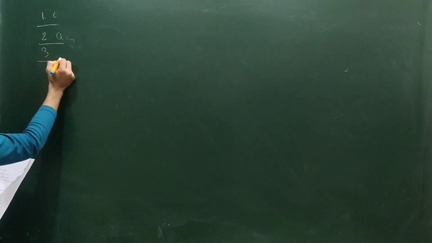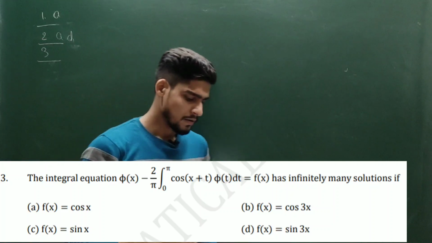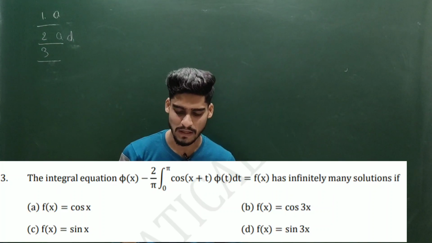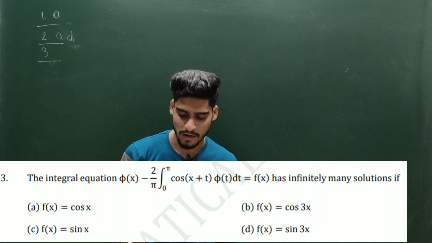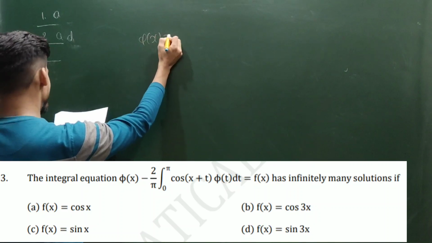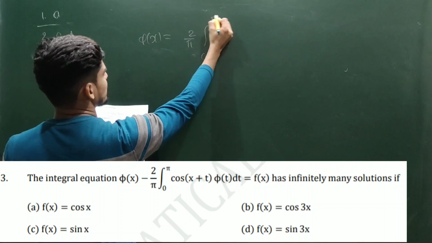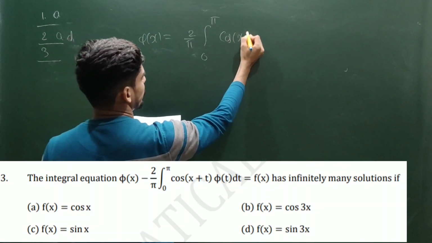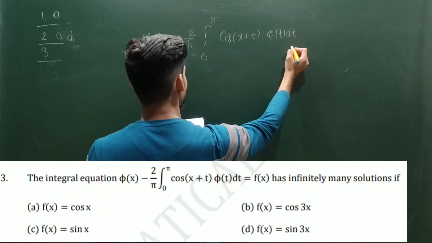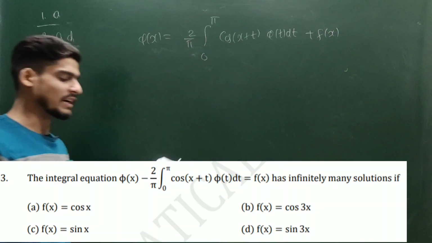Question number 3. The integral equation phi x minus 2 by pi integral 0 to pi cos x plus t phi t dt is equal to fx has infinitely many solutions if. So we are having this phi x is equal to 2 by pi integral 0 to pi cos of x plus t phi t dt plus fx. It has infinitely many solutions.